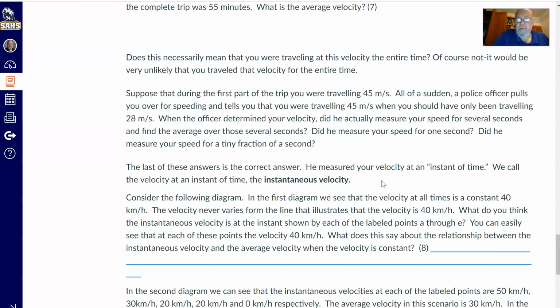And when the officer determined your velocity, did he actually measure your speed for several seconds and then find the average over those several seconds? Did he measure your speed for 1 second? Or did he just measure your speed for the tiniest instant of a second, right? Aims his radar gun at you, and immediately the answer comes up, you're going a certain velocity. He measured your velocity at an instant of time. And we call the velocity at an instant of time the instantaneous velocity.